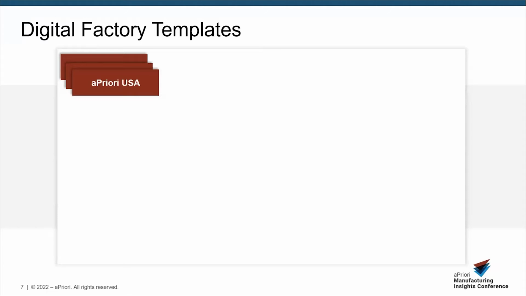inheriting from this baseline. An uninherited digital factory, on the other hand, is just a copy of the baseline at that point in time. If the baseline digital factory changes, the uninherited copy will not be impacted.